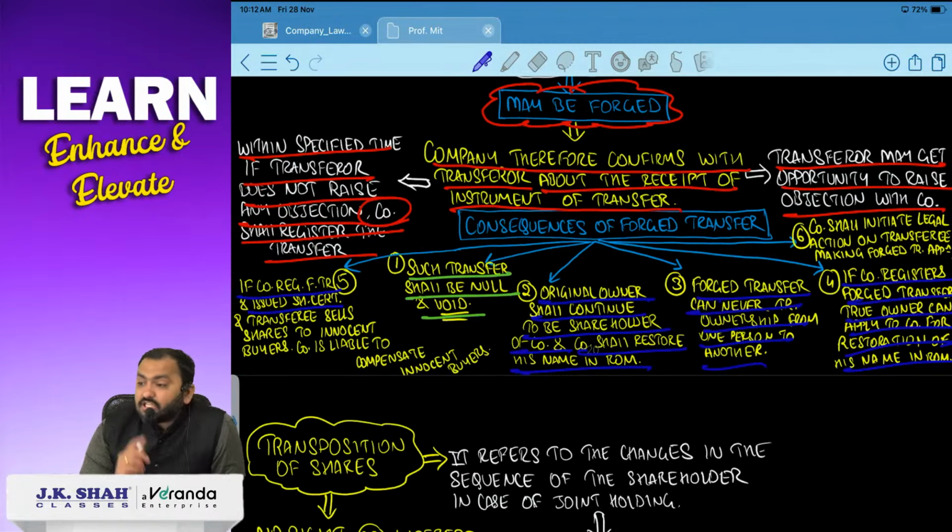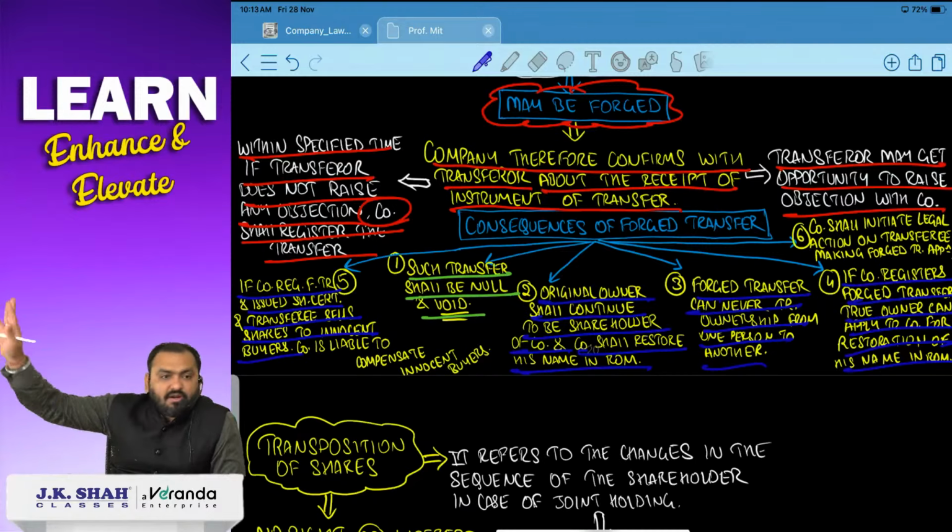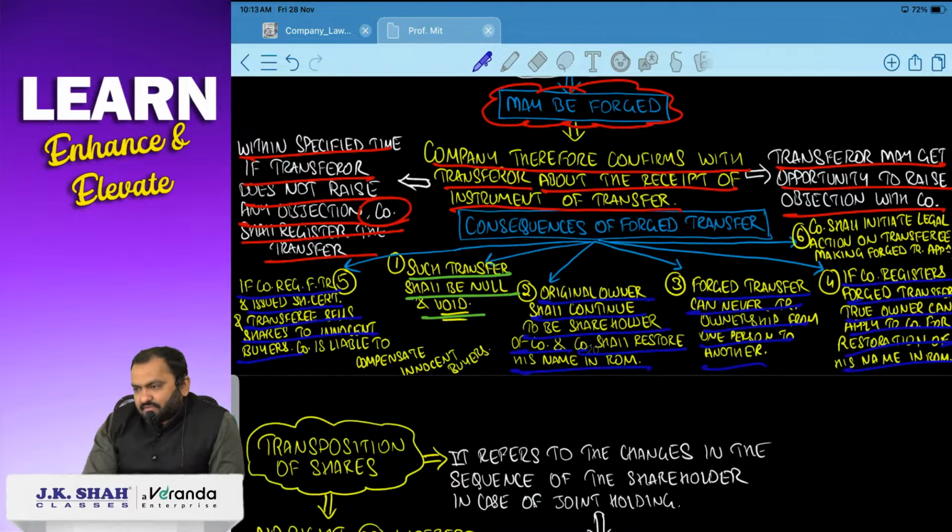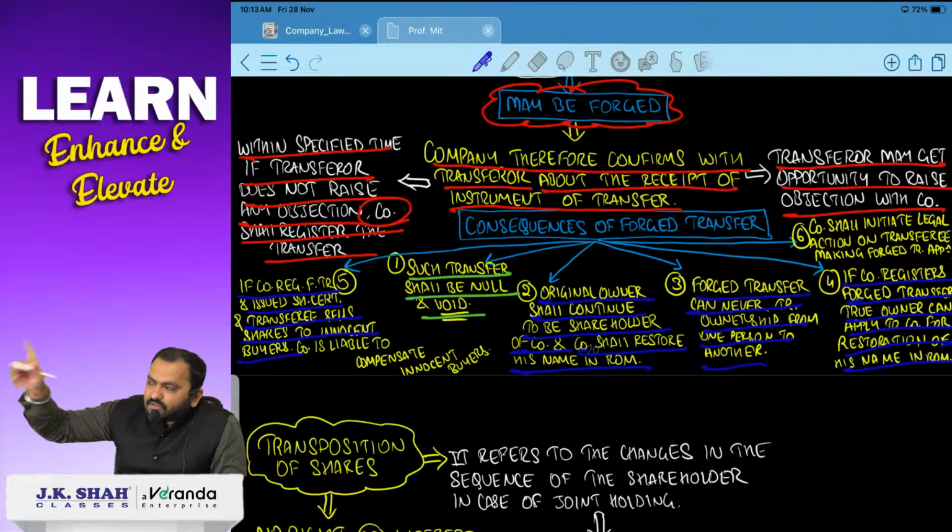Now what did that transferee, who made a forged application, do? The transferee sold such shares to a third party, to innocent buyers. Now the company came to know it was a forged transfer. Now tell me, will those innocent buyers, the third party, get the ownership or not?